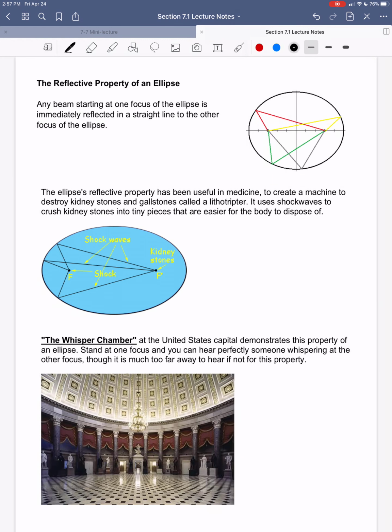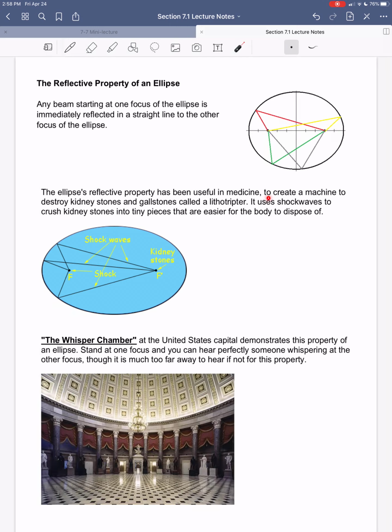Okay, so who cares about ellipses? Well, ellipses have some very special properties, a couple of them. One, there's this reflective property where if I start any beam essentially at one focus of the ellipse and it hits the side of the ellipse, it immediately gets reflected in a straight line to the other focus. So this red beam would be one beam of light or beam of sound or something like that. This green beam would be another one. This gray beam would be another one. This yellow beam would be another one. So all beams that start at one focus get reflected immediately to the other focus. It focuses the beams essentially.